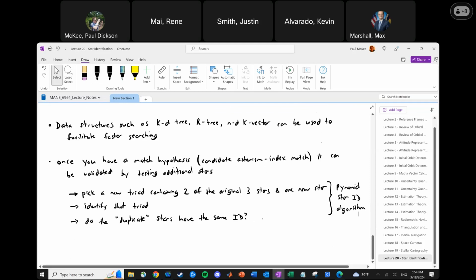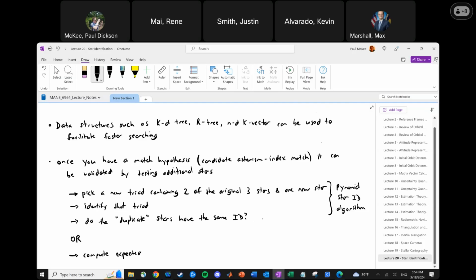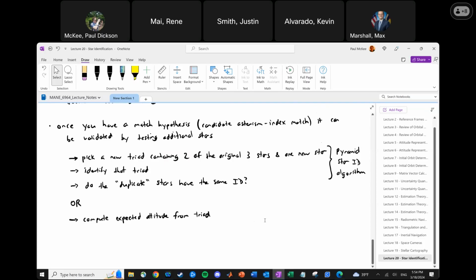Or an entirely separate strategy, which is equally valid, a little bit slower maybe, is you could move on. You can compute an expected attitude from your triad. So let's just assume that we're right. You've identified a triad of stars. Let's charge on to lecture 21 and solve Wahba's problem. We haven't talked about how to do that yet, but you will be able to very shortly. And let's say, okay, let's just assume that we're right.